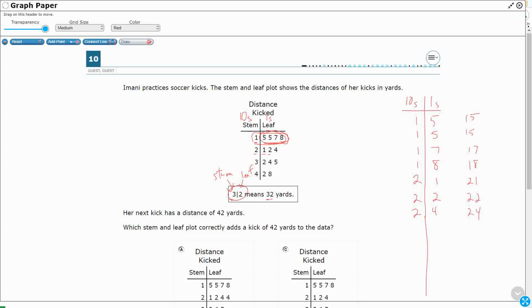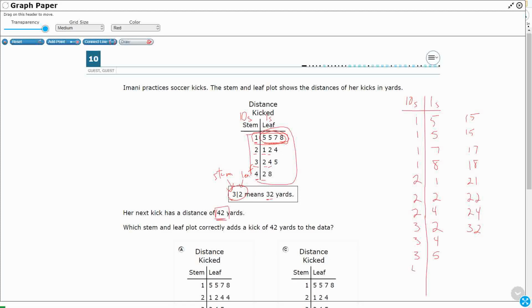We've got our stem of 3, and now we've got 32. Once you see it like this, it makes a little bit more sense. Obviously, this makes a really long list, and it's a lot more compact when you put them side to side. That's kind of the point of the stem and leaf plot. But now let's get down to here, because we need to add 42. Well, I've already got a 42.